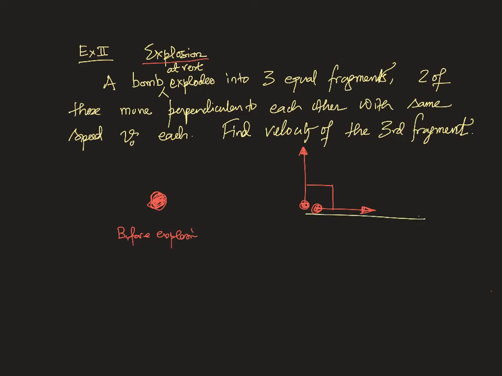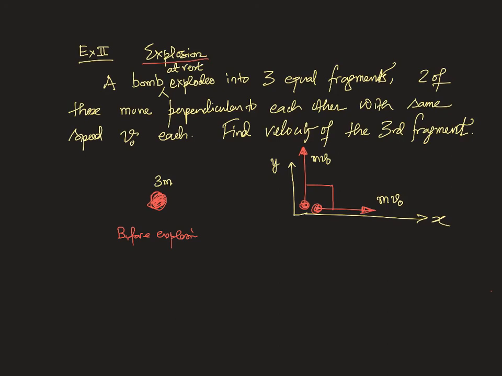Say this is the x-axis and this is the y-axis. Suppose the mass is 3m, so the mass of each part is m. This is moving with mv0, and this is also moving with mv0. Let's see where the third part moves. Now the vector sum of the momenta of the particles will be 0, because it was 0. In the explosion there is no external force, all are internal forces.